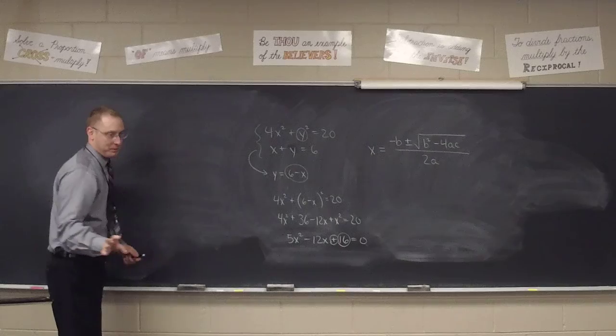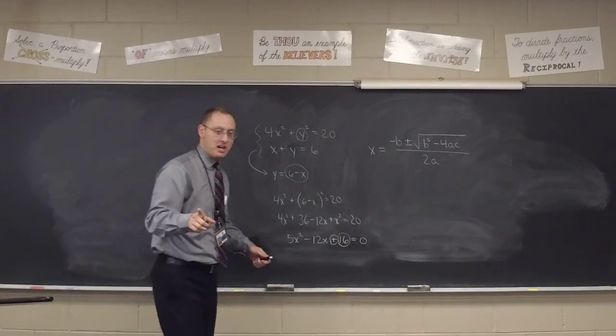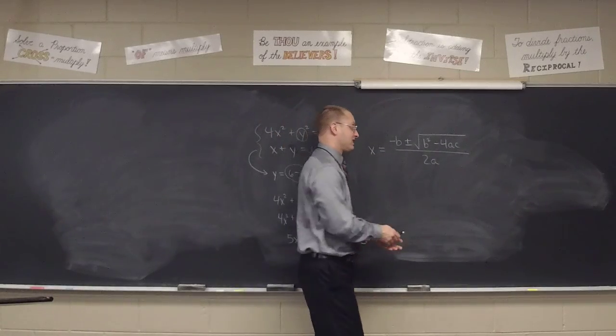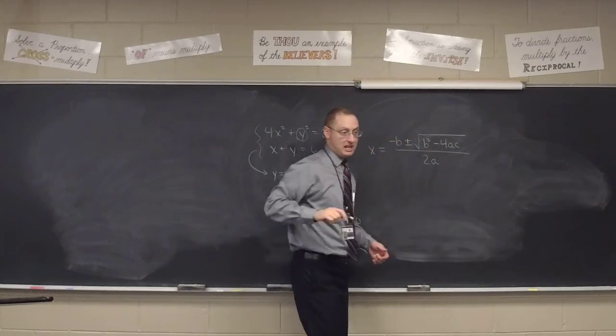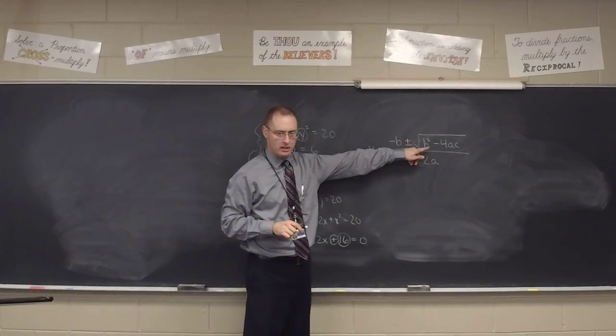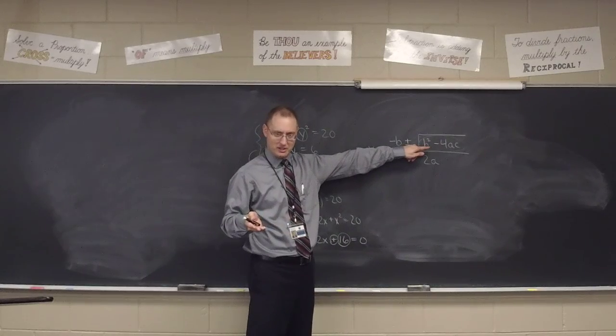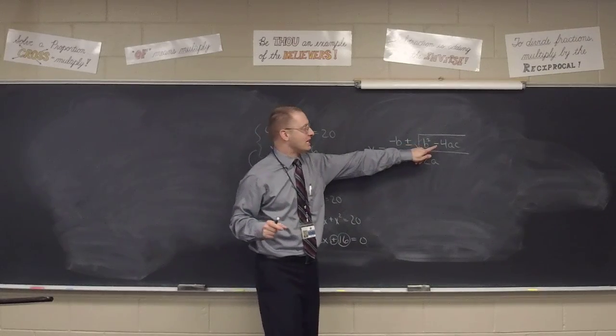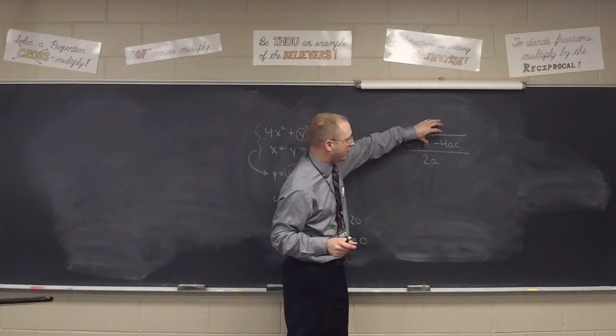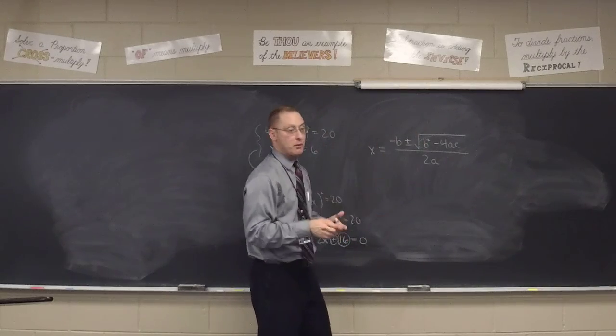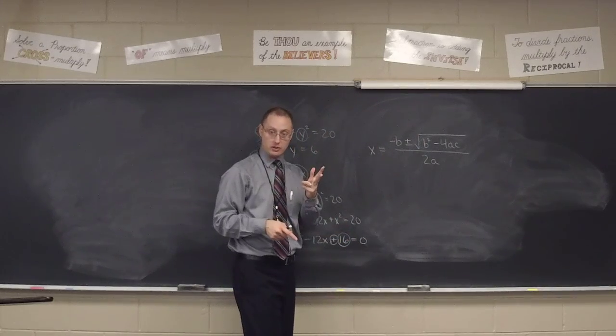Now, strategy tip. Last time we got off the hook because that came out negative. Do you remember what we call that thing? It's called the discriminant. Do you remember that term from Algebra 2? It's been a long time. The discriminant is the part of the equation that tells us whether we have real or imaginary answers.